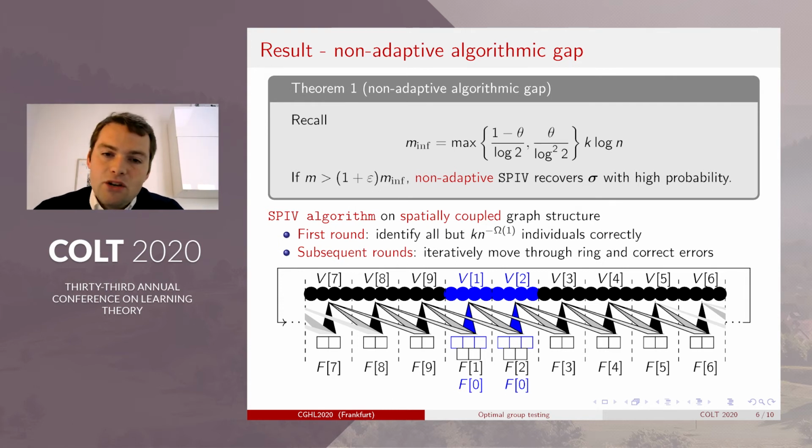And once we move through this ring structure in the first round, we show that we are able to identify all but k times n to the minus omega(1) individuals correctly. In subsequent rounds, we iteratively move again through the ring and correct errors and show that within at most log n rounds, we'll be able to recover sigma with high probability. An important point to stress here is that in those subsequent rounds, we do not perform additional tests. We merely use the test results that we've created non-adaptively and use those to identify where we made a mistake in the first round.